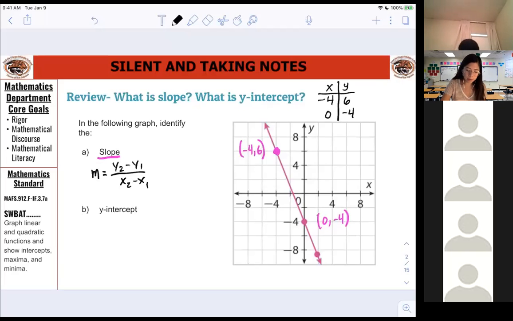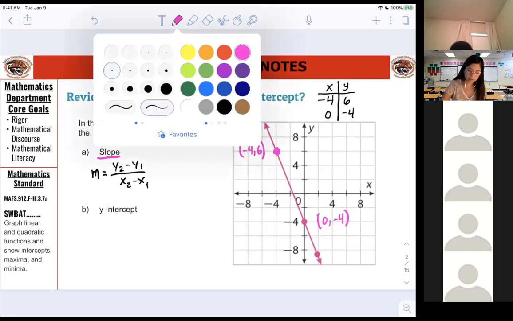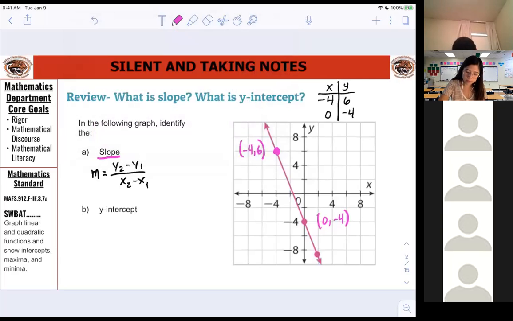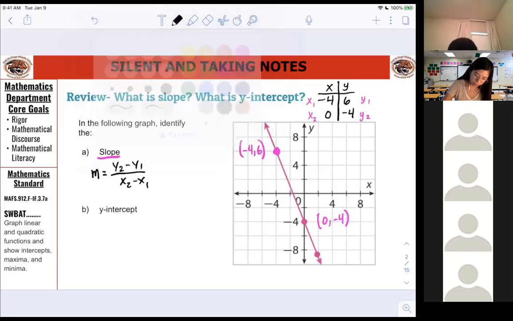Okay, now that I have my table, which one is my y2? -4. Y1? 6. X2? 0. And x1? -4. Good. Okay, I'm using those values straight into the formula. So here we go. I have -4 minus 6 over 0 minus -4.